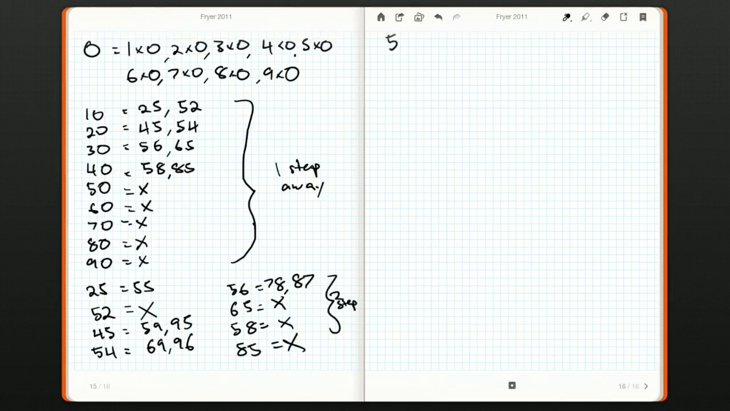Okay, so 55, that's a no. 59, no. 95, that's way too big. That's 5 times 19. There's no way we can get 2 single digits that multiply to 95. In fact, anything over 81 won't work.